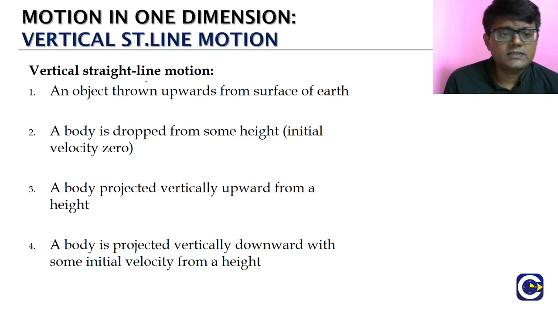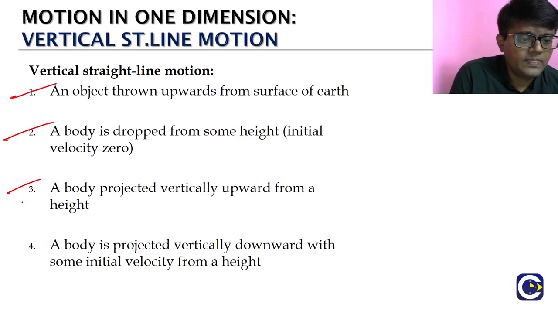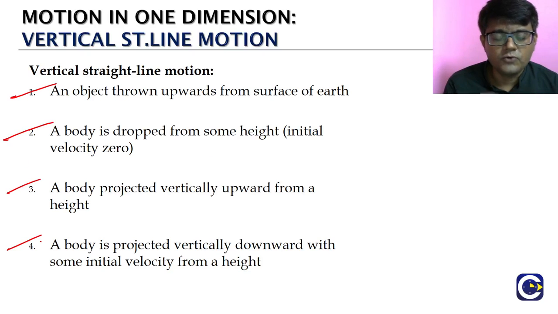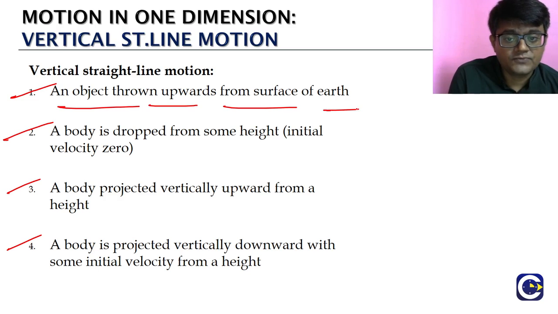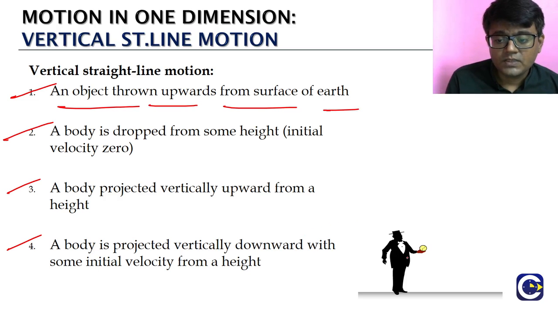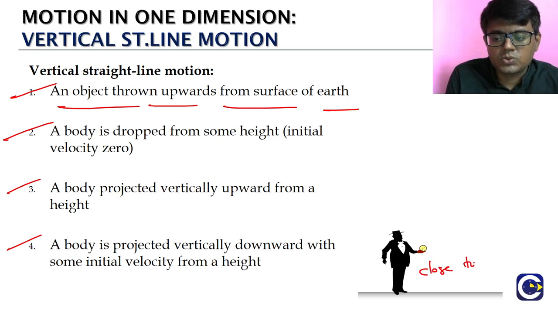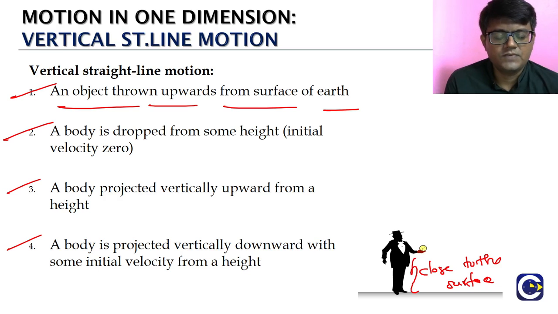If we look at the vertical straight line motion, as we mentioned, we can categorize this into these four types. So one, if you have an object which is thrown upwards from the surface of the earth, think about it, if there is a person who is standing very close to the surface of the earth. So here what is the assumption? He is holding that object very close to the surface. You might ask, okay, what about this distance? The assumption itself is that we neglect it.